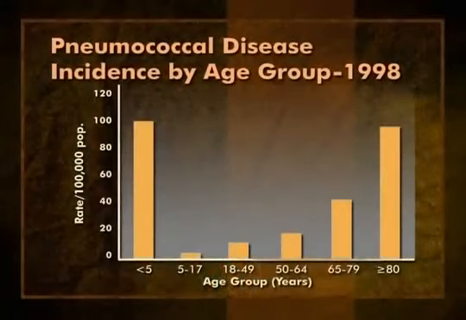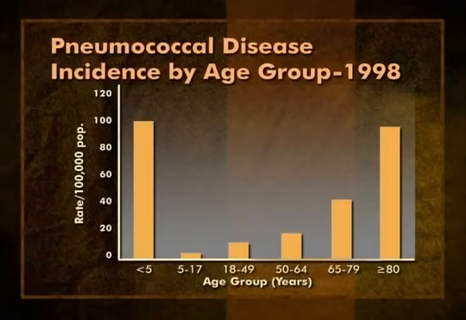Much of our knowledge of the incidence and risk factors for invasive pneumococcal disease comes from special studies and surveillance systems. One such special surveillance system is CDC's active bacterial core surveillance, known as ABCs. This graph shows the incidence of invasive pneumococcal disease by age group in 1998, based on data from ABCs. The vertical axis shows incidence expressed as rates per 100,000 population. The horizontal axis shows age groups.